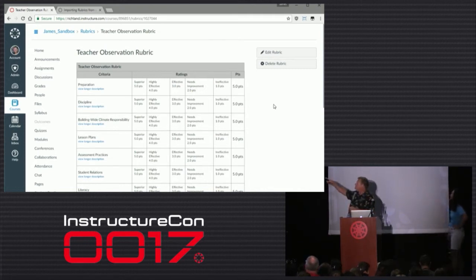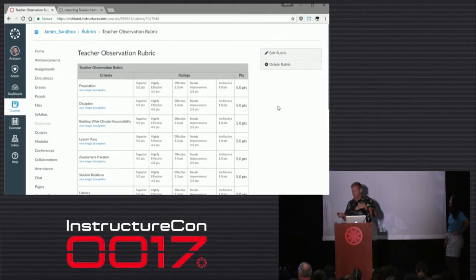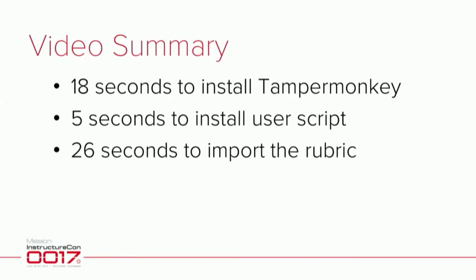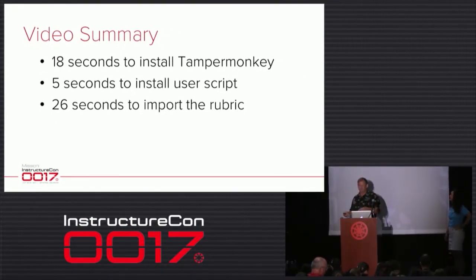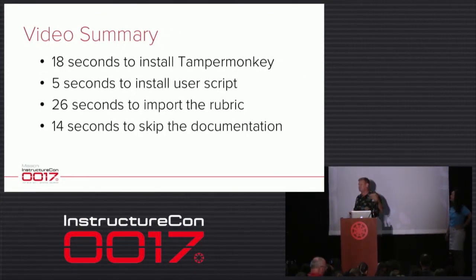And you might notice that it's 5, 4, 3, 2, 1 instead of 1, 2, 3, 4, 5. I try to write it to be flexible, and there's various formats. That's the information that you skipped through when you saw that. So let me recap what you just saw. It took 18 seconds to install the user script manager. It took 5 seconds to install the user script. It took 26 seconds to install the rubric, basically because I was trying to remember what to do. And it took you 14 seconds to skip my documentation.